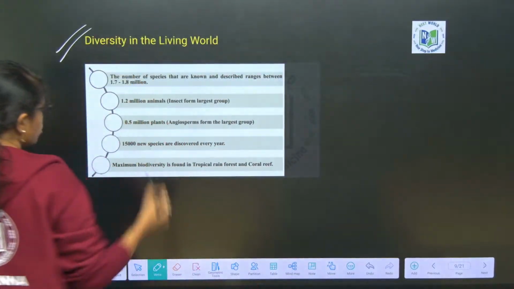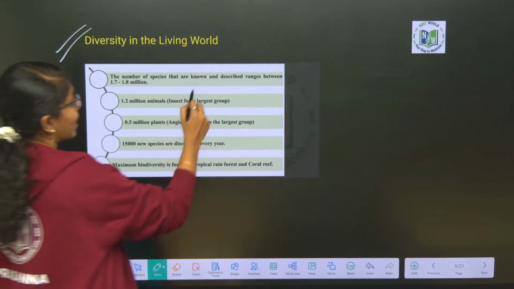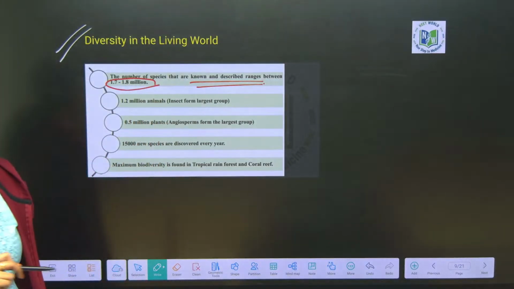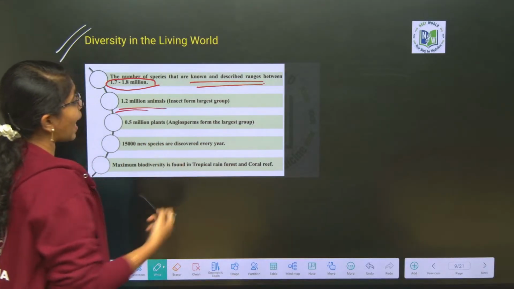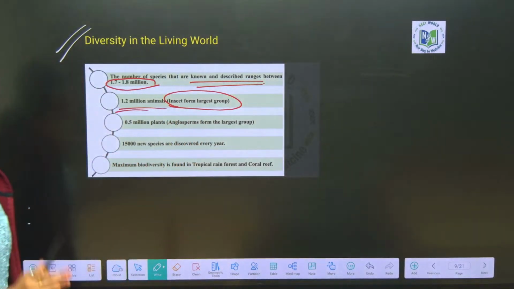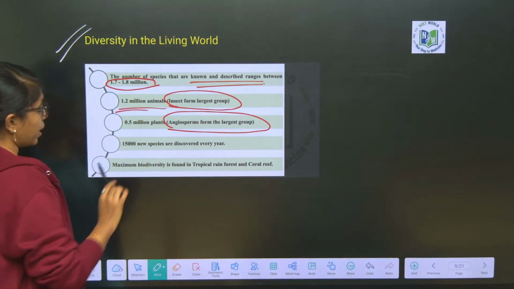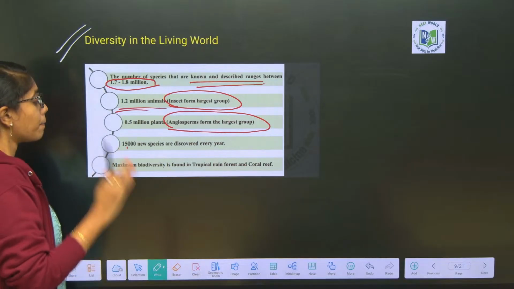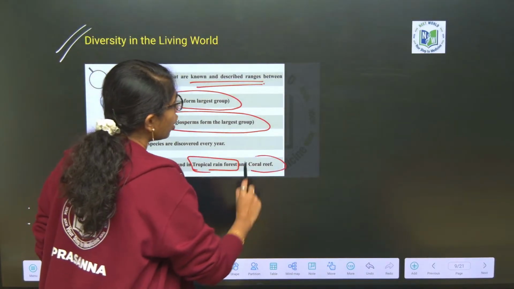Next, diversity in living world. It is documented that the number of species known and described is between 1.7 to 1.8 million. Here 1.2 million are animals, of which insects form the largest group. 0.5 million are plants, of which angiosperms form the largest group, and 15,000 new species are discovered every year. Maximum biodiversity is found in tropical rainforests and coral reefs.